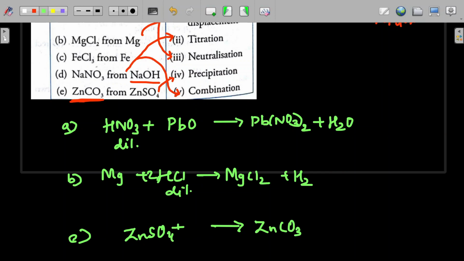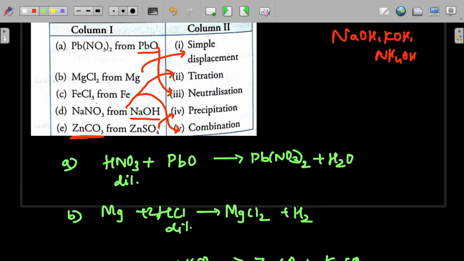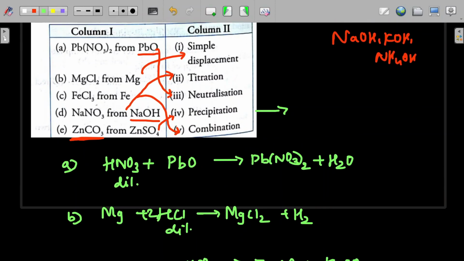Now you don't know which compound of carbonate is soluble. You can use ammonium, sodium, or potassium carbonate; anything you can write here. So it is just double displacement, with K2SO4 formed. This is how you have to write the equations. For NaNO3 from NaOH, you will use dilute nitric acid plus NaOH, giving NaNO3 plus water.